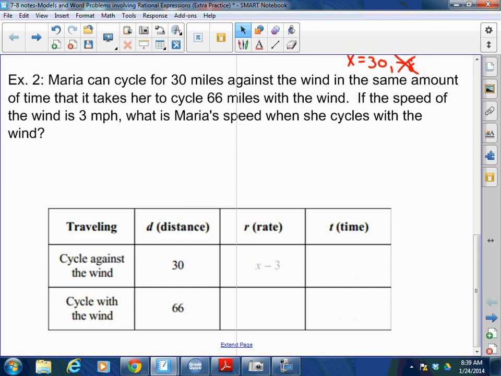Against the wind is x minus 3. With the wind is x plus 3. We get to this point now where, again, we have to use time. We're going to have to set it to a variable, but we can't do that. So we remember distance equals rate times time, so time equals distance divided by rate. So this is 30 over x minus 3, and the time for cycling with the wind is 66 over x plus 3.